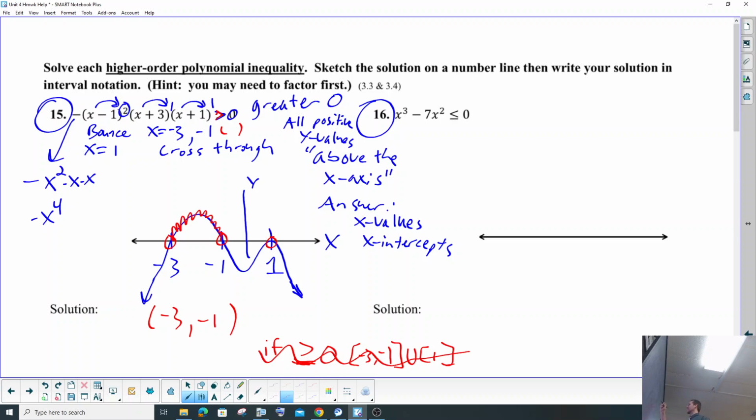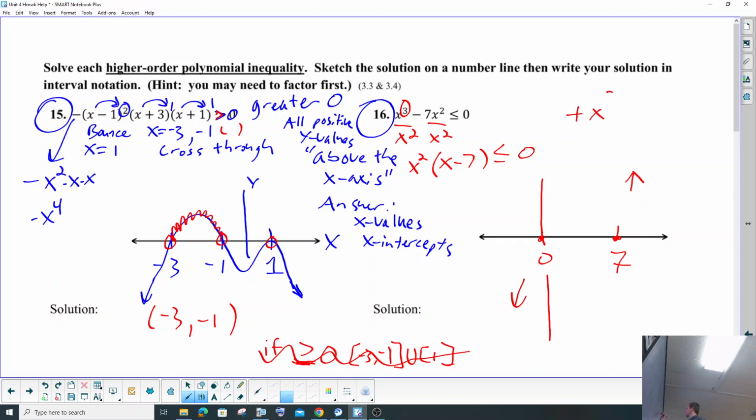So then pull out an x squared is what we're doing there. So then we're left with x squared times x minus 7, less than or equal to 0. So then we have 0 and 7. And we're going to bounce at 0, and at 7 we're going to cross through. The end behavior is third power, so we're going down to up because it's positive x to the third power, or odd power, which is down and up.